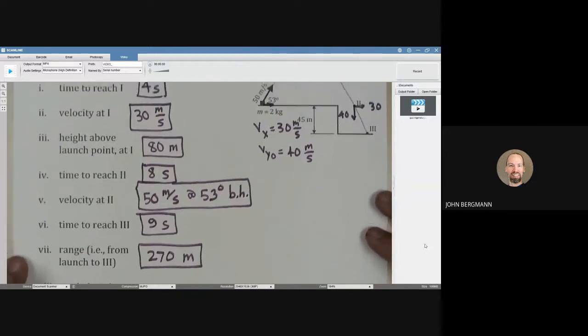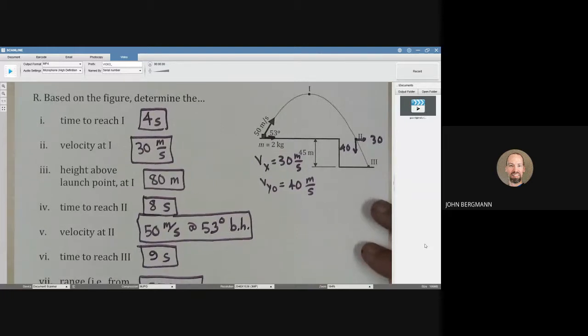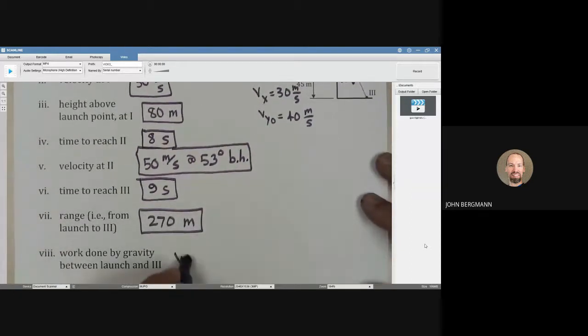All right, what's the work done by gravity between launch and point 3? So if we look at our picture here, the work done by gravity is just going to be m times g times the change in h. So let me start writing that down here at the bottom. The work done by gravity is equal to m times g times the change in h. M is given in the diagram. You can't see it now, but it's in there as 2 kilograms. G we're going to take to be 10.